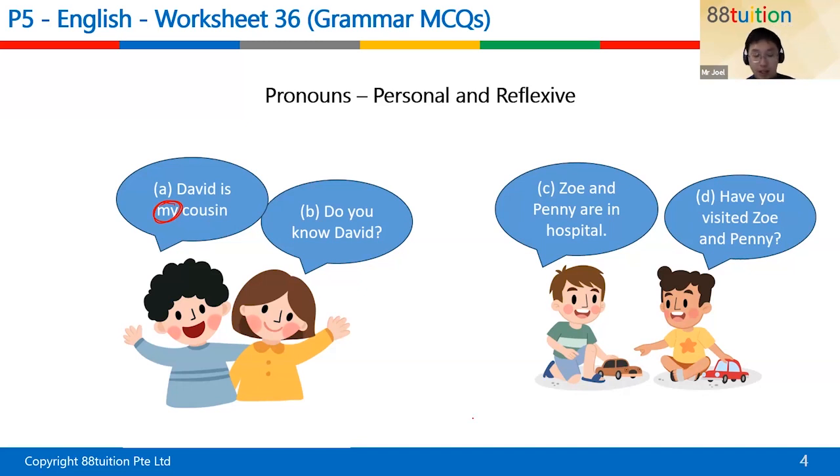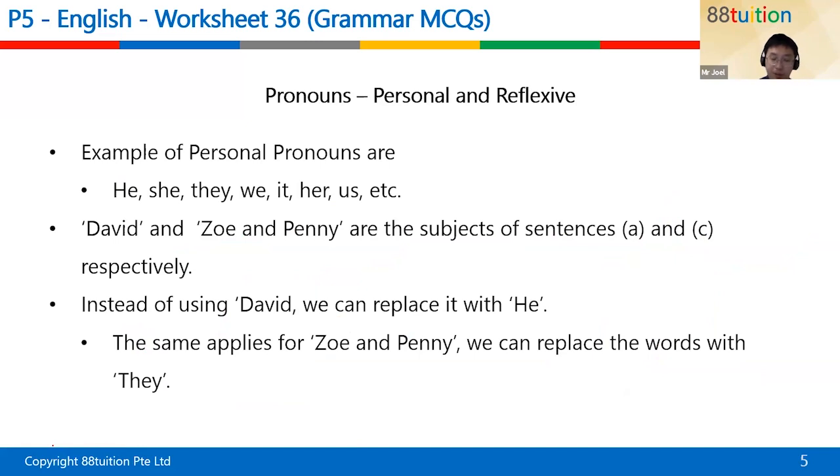Anyway, examples of personal pronouns are these ones over here. David, Zoe, and Penny are the subjects of sentences A and C respectively. These nouns over here, since they are official names of people, are actually called proper nouns.